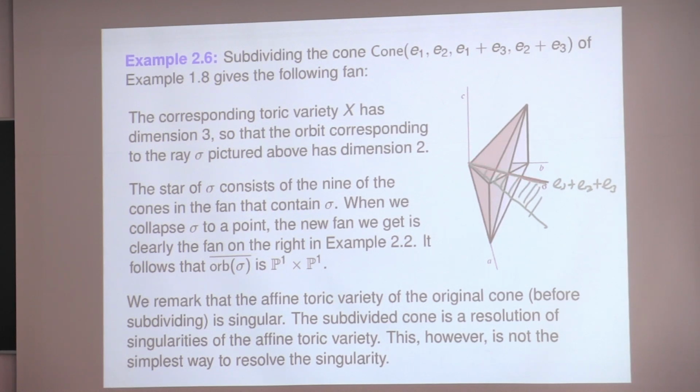Now, what we said happens is that we look at the linear span of this cone, and then we mod out by that. We mod out by the linear span of E1 plus E2 plus E3. So you could informally think of projecting here.